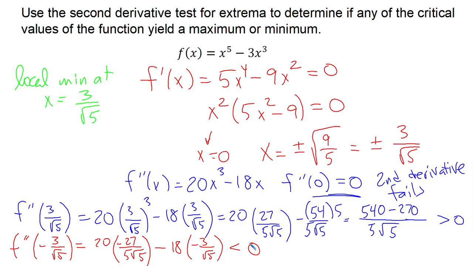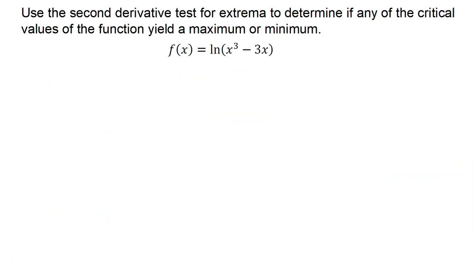The 540 and the 270 in the numerator are just going to swap around, which tells us that this function is going to be concave down, which tells us we're going to have a local max at x equals negative 3 over root 5. All right, and we've just got one more here to go for this.